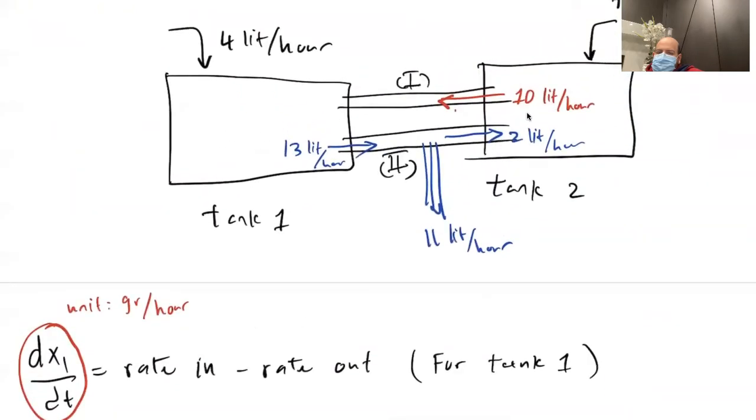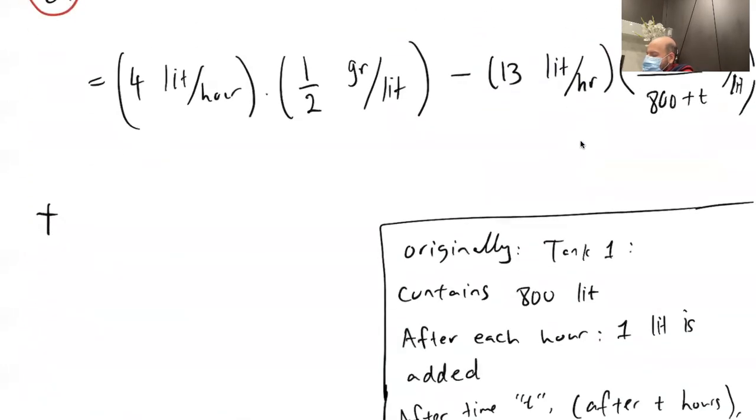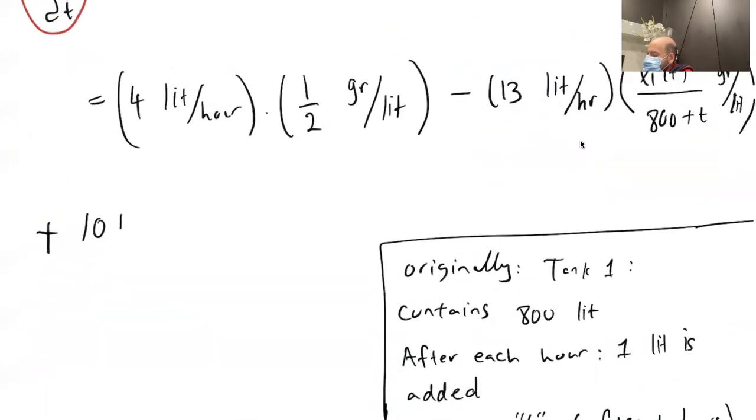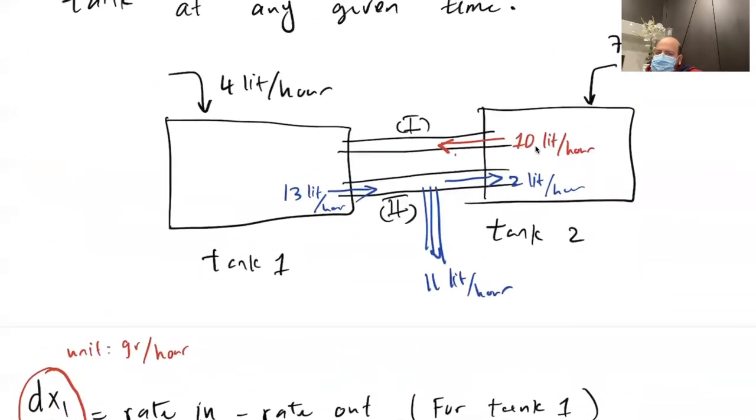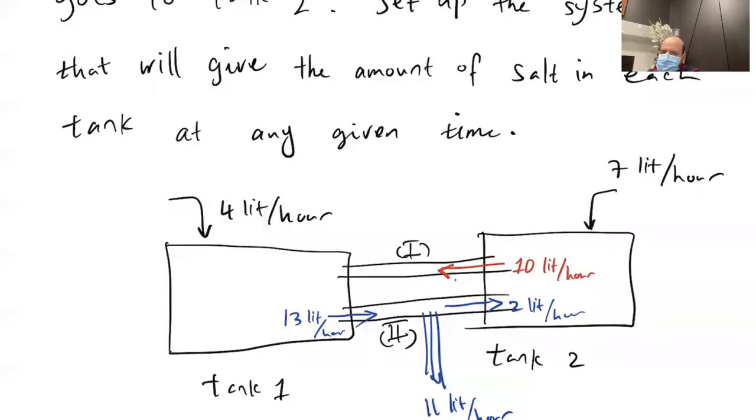Now this one, 10 liters per hour, is the amount of salt water per hour. 10 liters that goes in tank 1 is 10 liters per hour. So plus 10 liters per hour. And then I have to multiply with the concentration of this salt water. What is the concentration of this salt water?